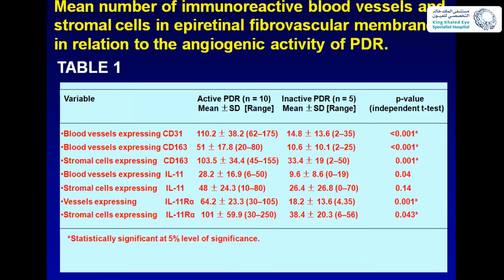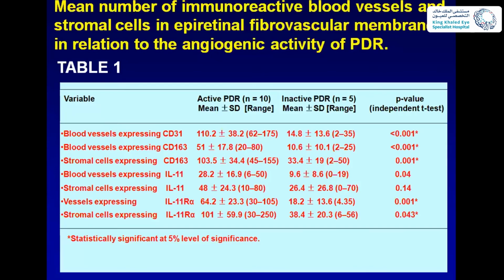This is the comparison of the expression in the stromal cells of the epiretinal fibrocellular membrane with the angiogenic activity of PDR. Blood vessels expressing CD31 are more numerous in active PDR compared to inactive PDR. CD163 is also expressed more in active PDR, because the situation is very different from inactive PDR: there is new vascularization, more new cells and new vessels, with capillaries growing uncontrolled.